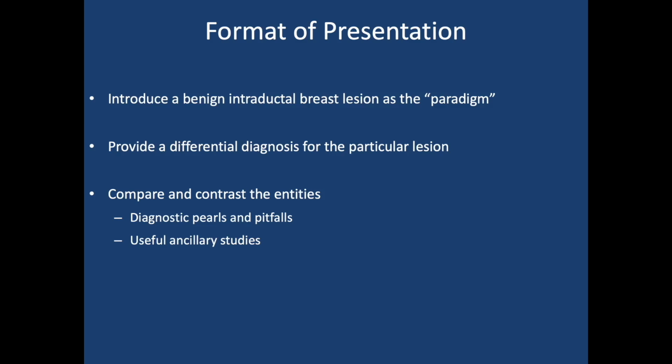The format of the presentation is we're going to introduce a benign intraductal breast lesion as sort of the paradigm lesion, and then use that to compare the atypical lesions and bounce off different morphologic cues, just to serve as a compare and contrast. We'll look at some diagnostic pearls and pitfalls, and then when to use ancillary studies. Most of this is going to be morphology-based, with a couple of slides looking at ways to distinguish between lobular and ductal lesions, and sometimes UDH as well as atypical lesions.